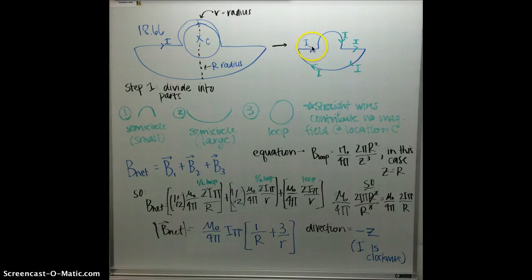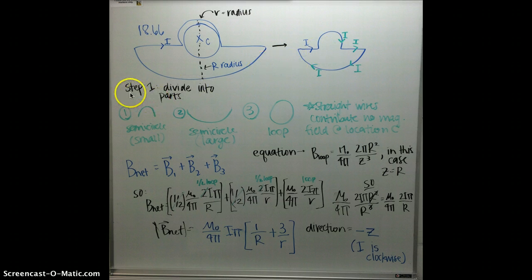So the first thing I did was just map out how the current is flowing. As you can see, in both the outer semicircles and straight wires, it's running clockwise. And also in that inner circle, the smaller one, is also running clockwise.